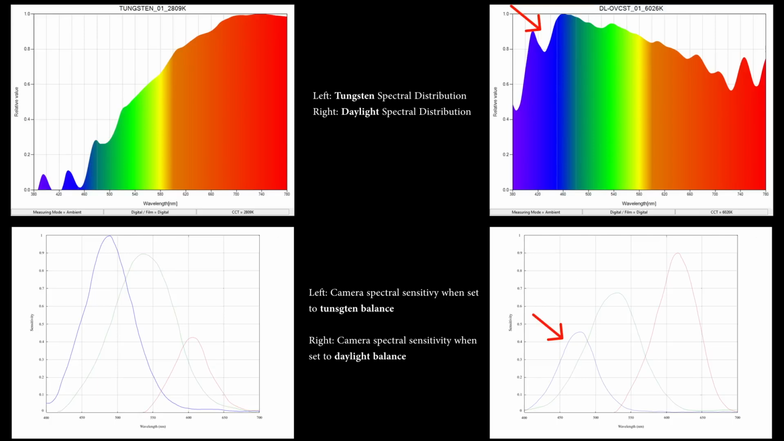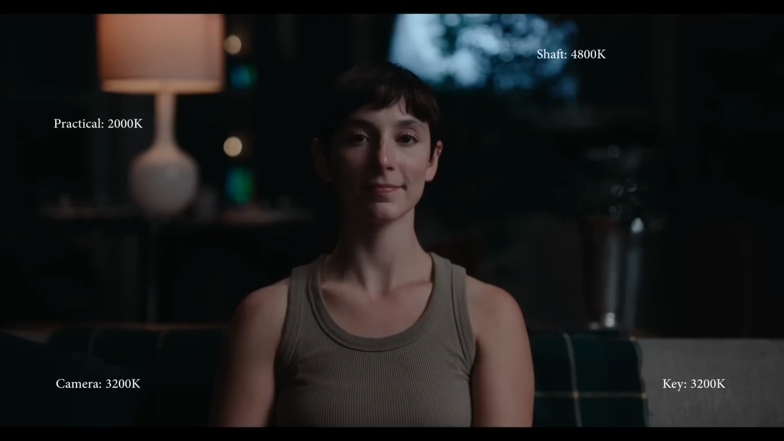How do you use color temperature creatively? For a start, you can balance your camera to the same temperature as the light that is most prominent in your scene, and then adjust the color temperature of the other lights accordingly. In this example, we balanced the camera to 3200 Kelvin, which is also what we used for our key light, while this practical lamp was set to 2000 Kelvin, and this shaft of light to 4800 Kelvin, for a bit of color contrast.